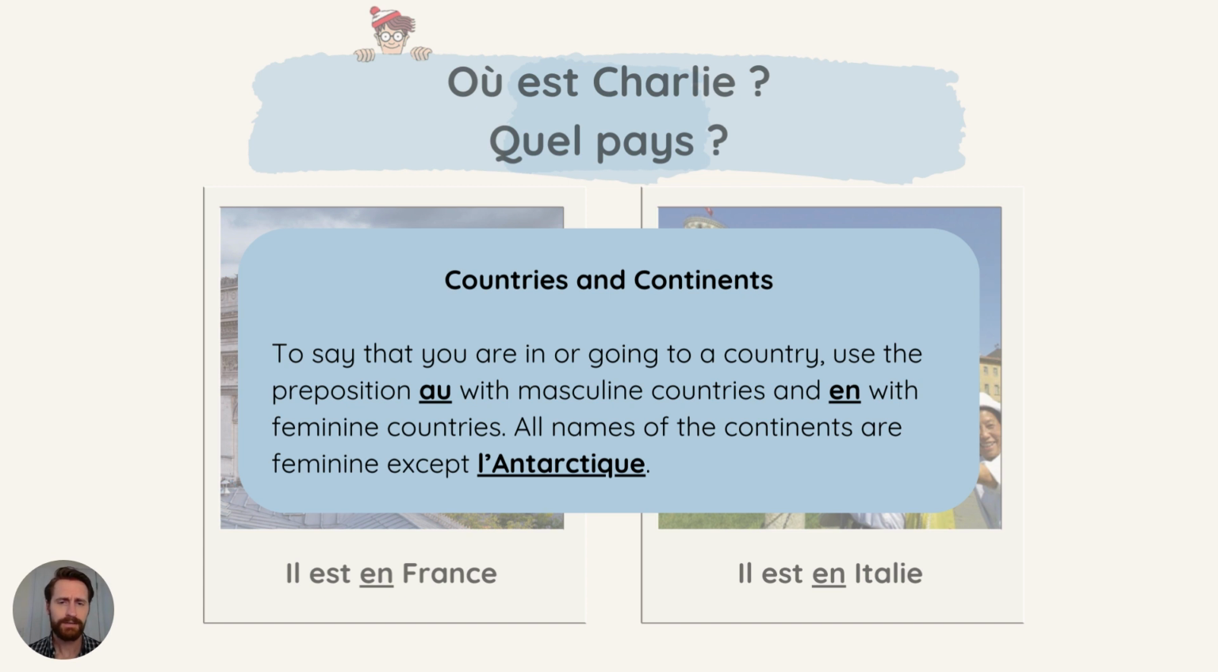So here we're looking at prepositions, and these are a little bit complicated in any language, and French is no exception. They don't really translate from language to language, so there's something that you kind of just have to learn. You just have to memorize the rules that come behind them. So for continents and countries, to say you are in or going to a country, use the preposition au with masculine countries and en with feminine countries. All names of continents are feminine except l'Antarctique.